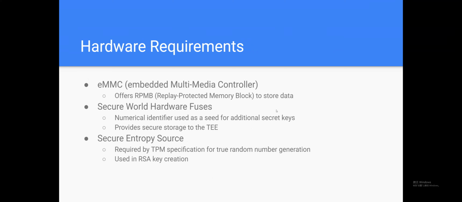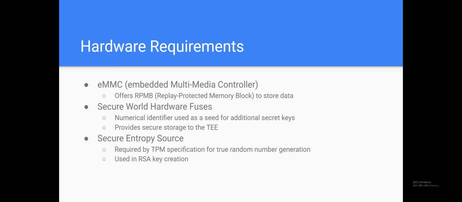About some of the hardware requirements and some of the other design compromises and features that were made in FTPM. So the first, as mentioned earlier, is the embedded multimedia controller, which has the replay protected memory block. This has two different functions. One of them is for generating hash-based message authentication codes with SHA-256 hashing. And the other is the memory block that provides secure storage, which was one of the TrustZone shortcomings that it's going to overcome.